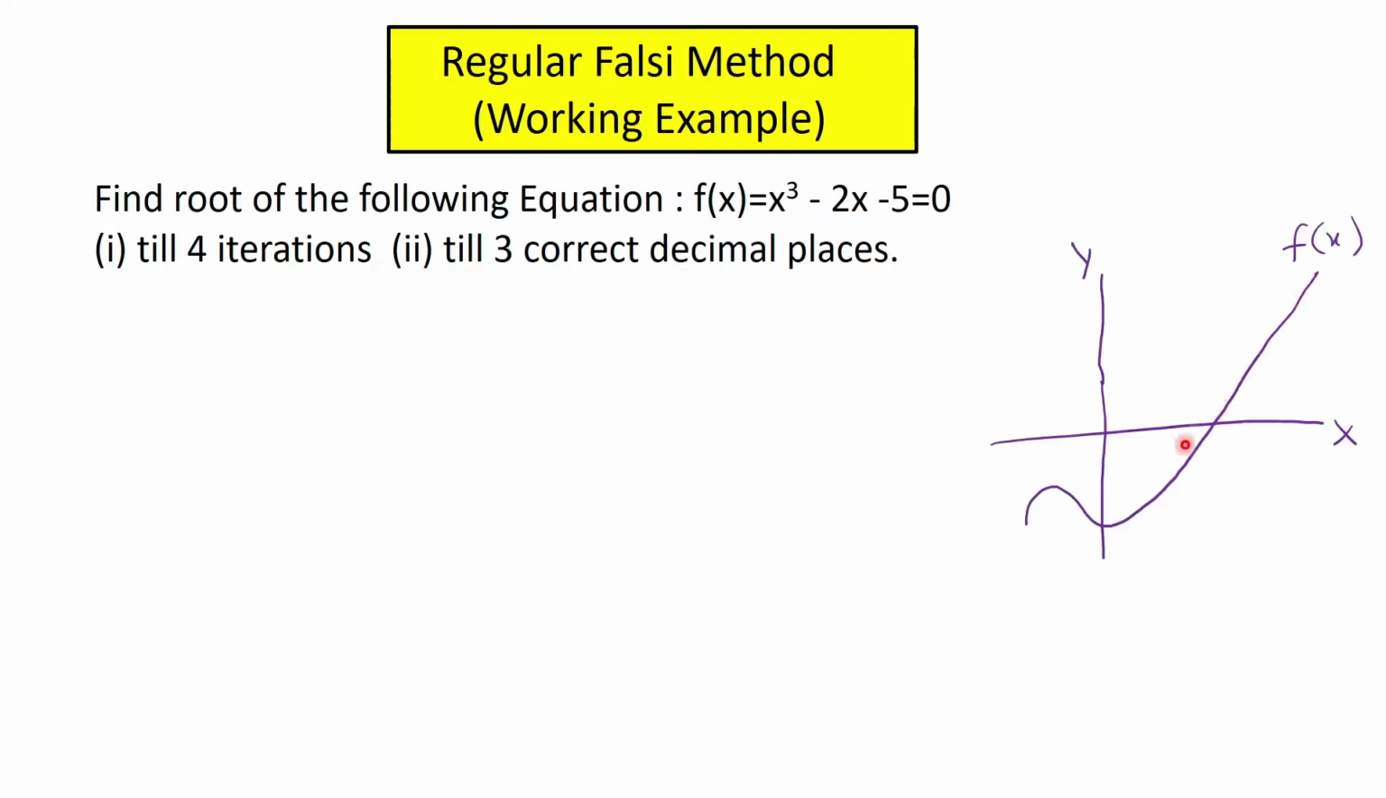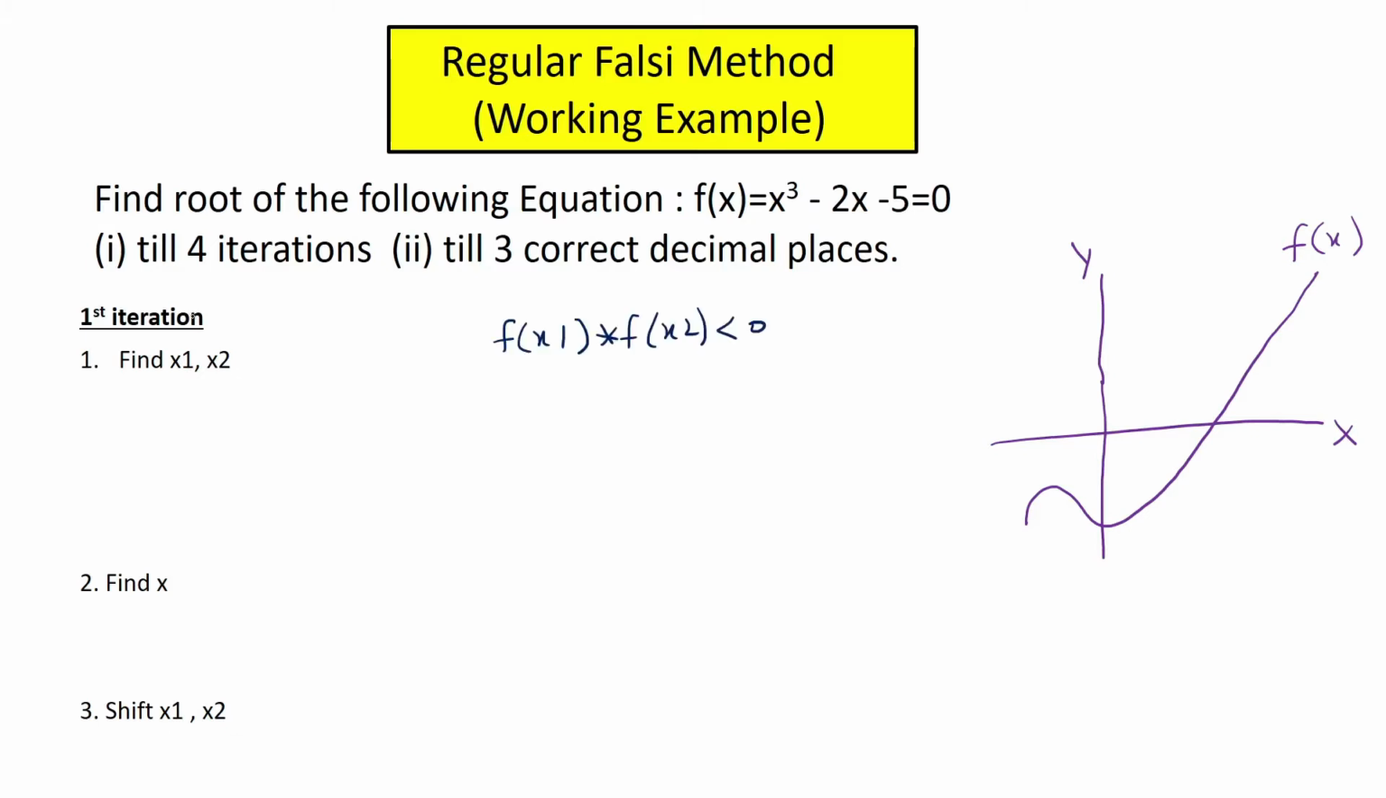So this is the graph of this function, and now let's start our process to find the roots. So we start with the first iteration, and these are the 3 steps that we have to do. So first we have to find the x1 and x2, then we have to find the value of x, and after that we have to change x1 and x2.